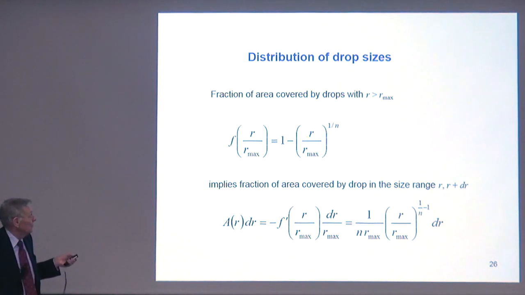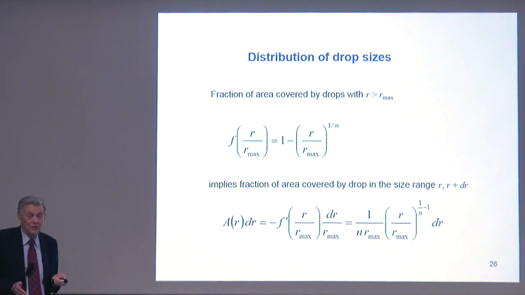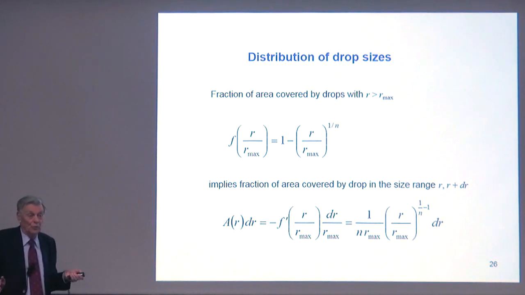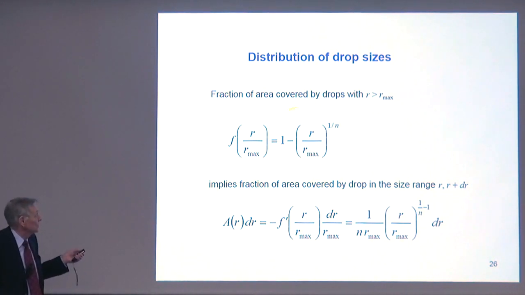So you can see, if R equals R max, this will be 0, which tells you that no area is covered by drops bigger than the biggest, which is obviously true. If R went down to 0, this would be 1, which means all the surface would be covered by droplets greater than 0. So this has got the right overall boundary condition, but it introduces n.